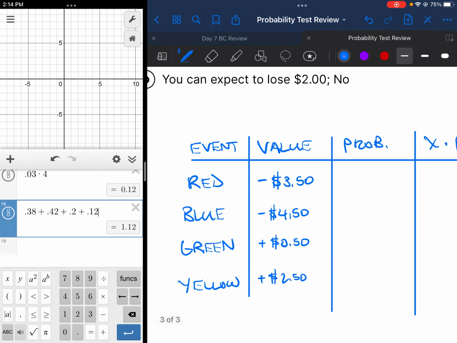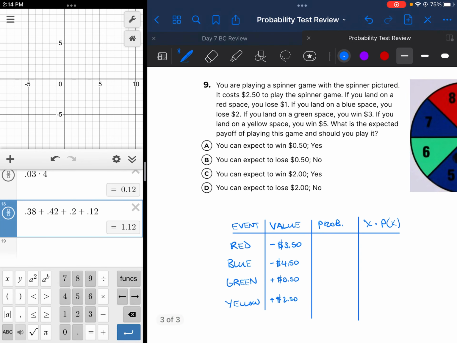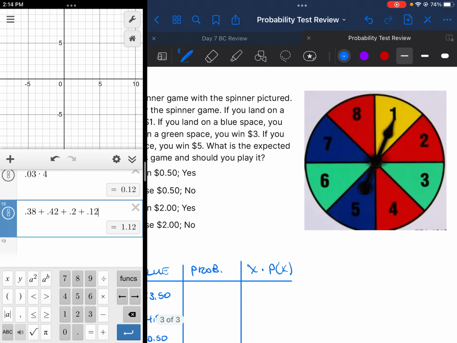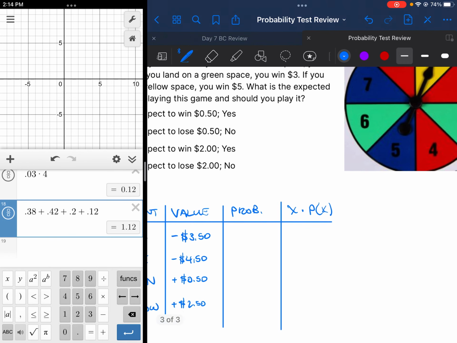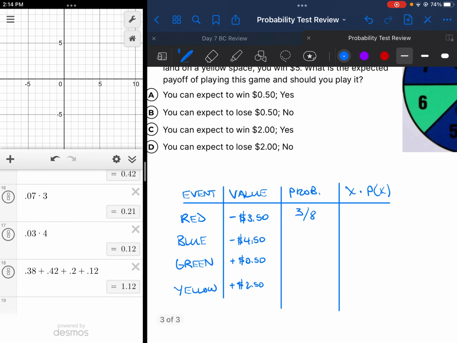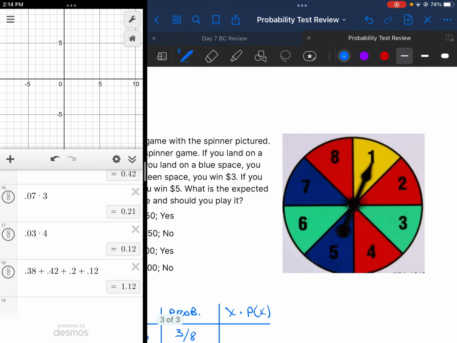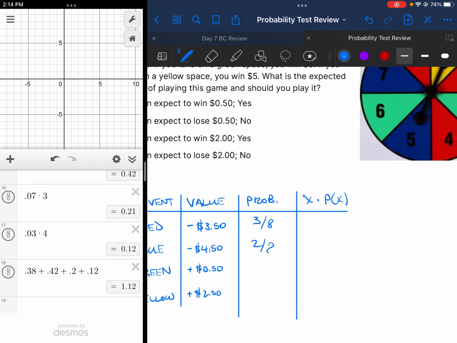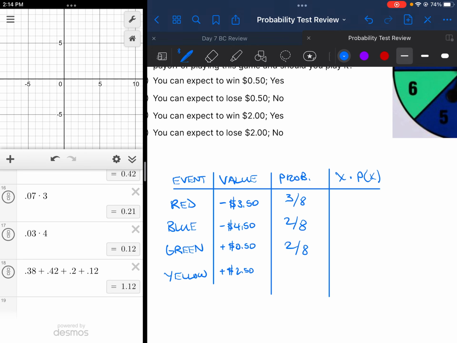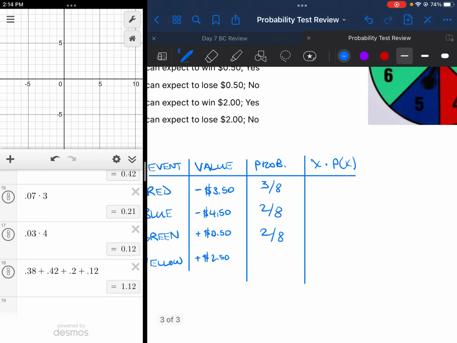Okay, so when you're doing these expected payoff problems, if you're putting money into the game that you're playing, you got to take that into account with the value. All right, probability of this stuff happening. Well, if you look at the spinner that they gave us, 3 out of the 8 spaces are red. So probability of landing on red, 3 out of 8. 2 out of the 8 for blue. 2 out of the 8 for green. 1 out of the 8 for yellow.